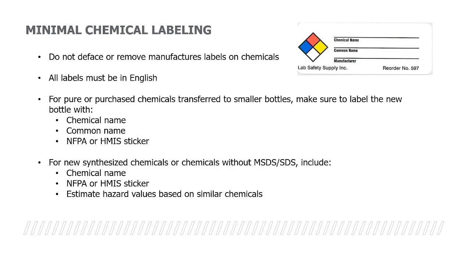Minimal chemical labeling. One thing that you do want to always keep in mind is do not deface or remove the manufacturer's labels from the containers. As long as that manufacturer label is on that container, that will work. All labels shall be written in English. For pure or even purchased chemicals transferred to smaller bottles, make sure you label the new bottle with the chemical name, the common name, and the NFPA or the HMIS sticker. In other words, we need to know what's in that particular bottle or that particular container.